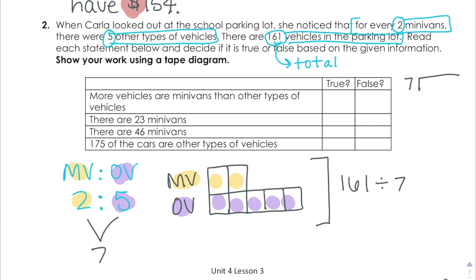7 into 161. 7 goes into 16 2 times. 2 times 7 is 14, and I subtract and get 2. Bring down my 1, making that 21. 7 goes into 21 3 times. 3 times 7 is 21. Subtract and get 0. So the value inside each of the boxes is going to be 23.